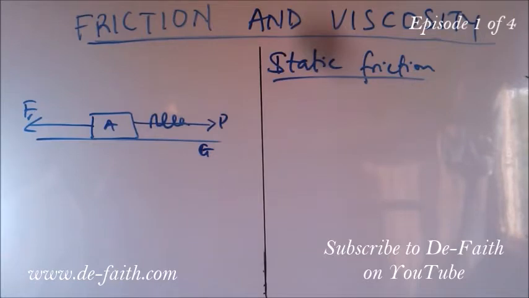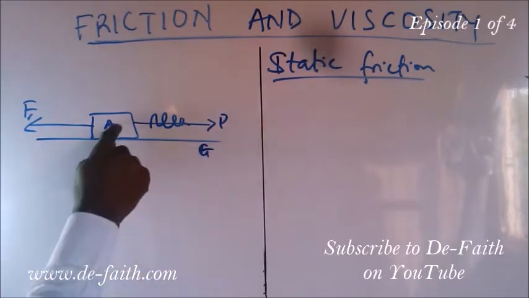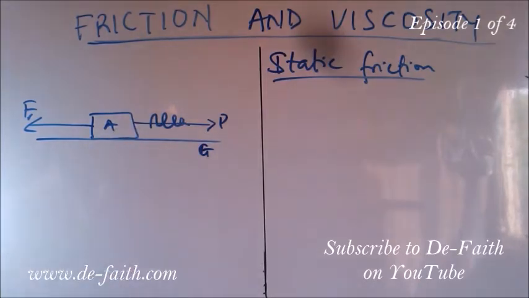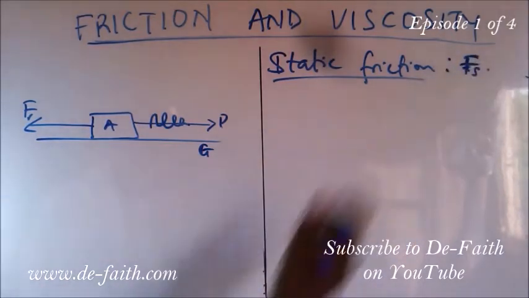Continue to increase the force, and you get to a particular force at which the body A is about to move. You find that if you apply a little more force, the body will begin to move. So before that body moves, the maximum frictional force that stopped a stationary body from moving is called the static or limiting friction. We could use Fs to denote static friction.